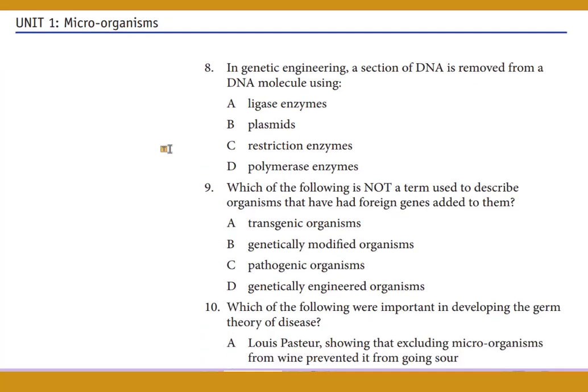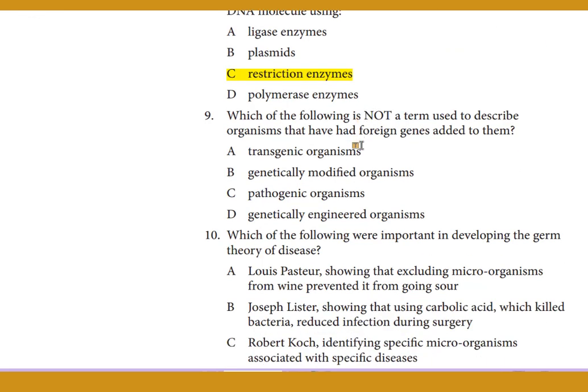Question number eight. In genetic engineering, a section of DNA is removed from a DNA molecule using A, ligase enzyme, B, plasmids, C, restriction enzymes, D, polymerase enzymes. The answer is restriction endonuclease enzymes. Scientists use restriction endonuclease enzymes to cut out the gene of interest from the donor organisms.